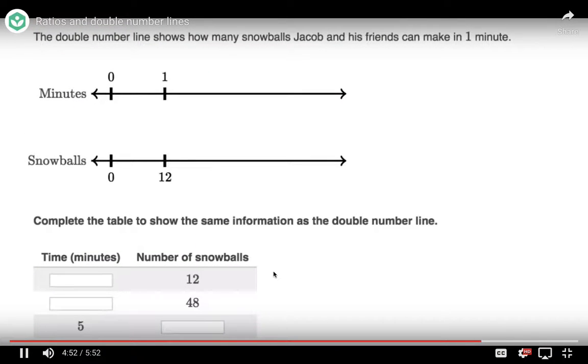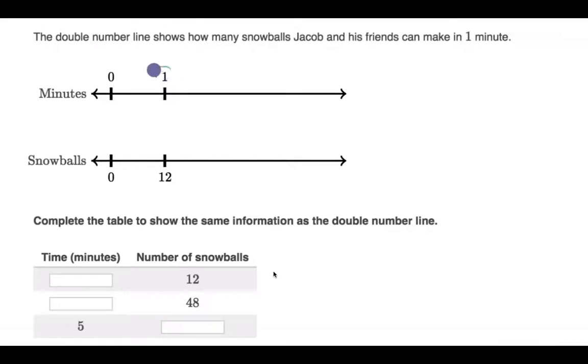Well, we can think about it as a ratio. The ratio of minutes to snowballs is 1 to 12. Or another way to think about it is the snowballs is going to be 12 times the minutes. So over here, if I have 12 snowballs, we already know that's going to be 1 minute. If I have 48 snowballs, to go from 12 to 48, you have to multiply by 4. So you have 4 times as many snowballs, it's going to take you 4 times as many minutes.